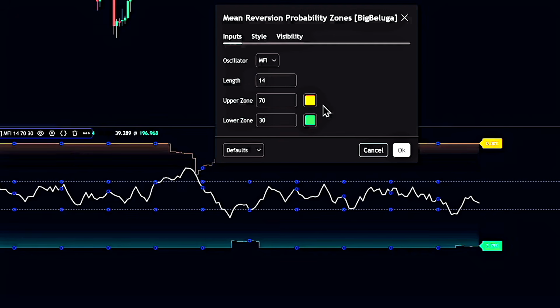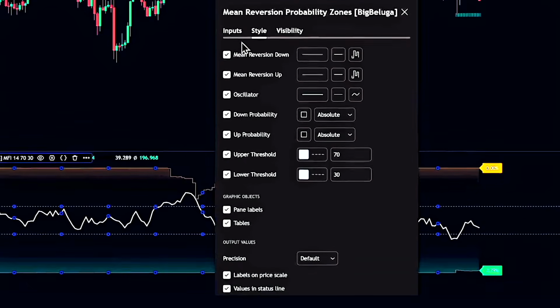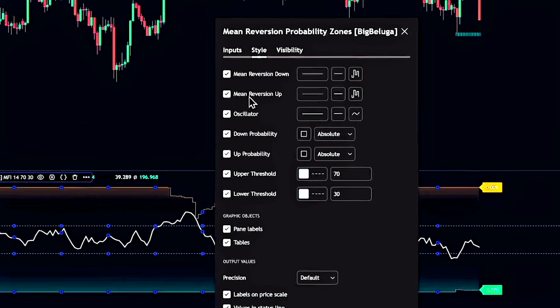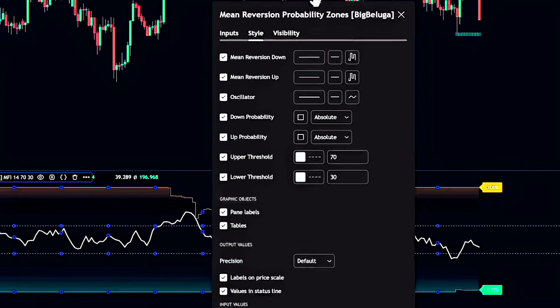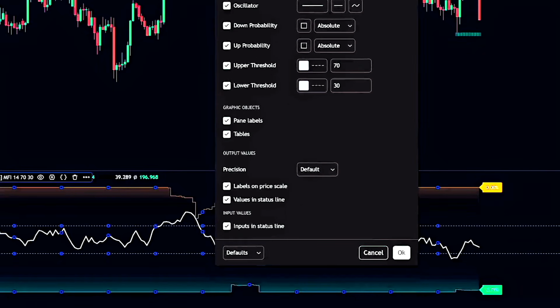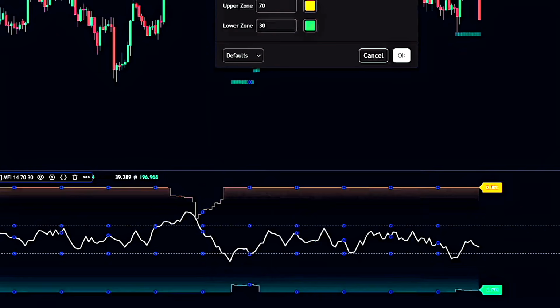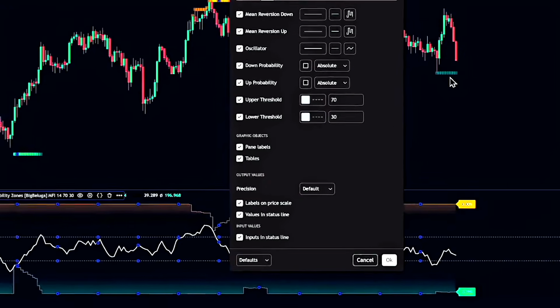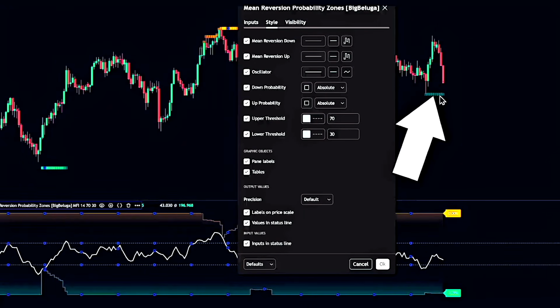You can also choose the colors for upward and downward probabilities and decide when to show numeric labels on the histogram. I like keeping the percentages visible because they help ground your perception when a spike looks huge but only prints a mid-range number. Finally, keep the shaded zones enabled on the main chart.